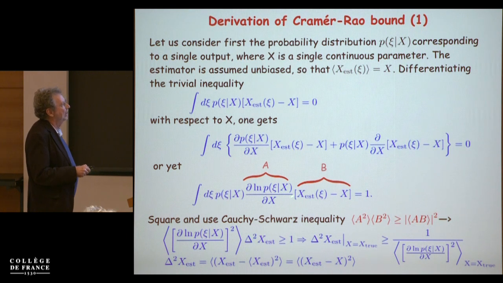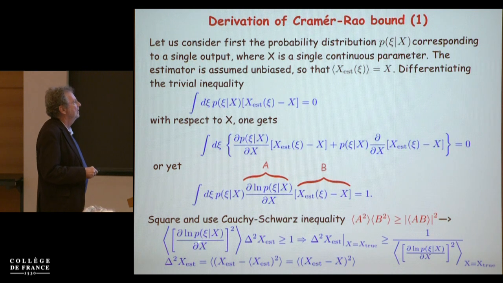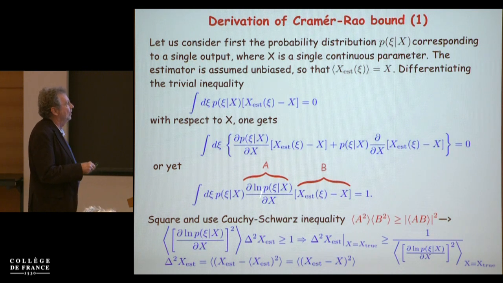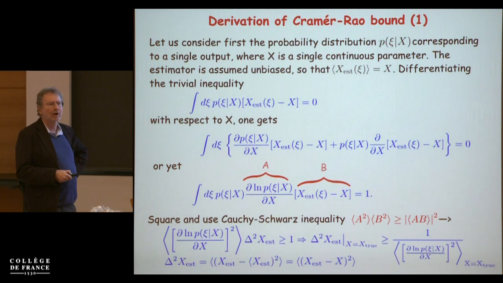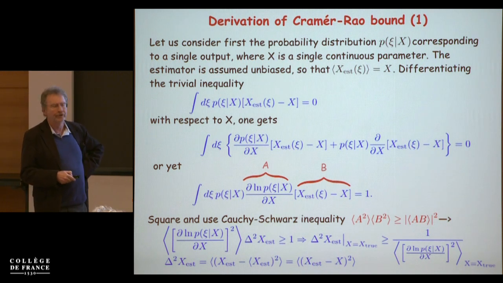This is now the average of the square of that. That is the variance of the x estimator. And this is the average of the square of this. And this should be larger or equal than 1. And from that, we get trivially the value of this variance here, which is given by this expression. Okay? Now, this is the Kramer-Rao relation for one realization.